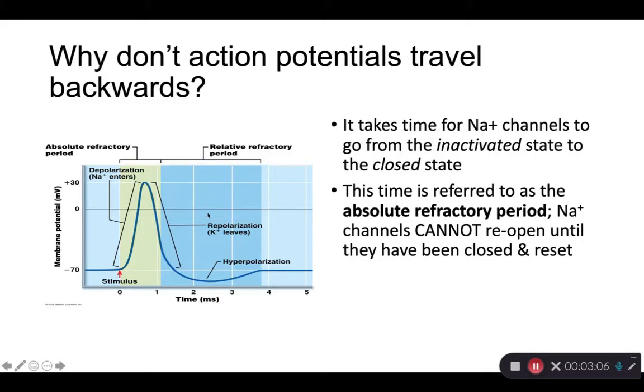In the relative refractory period, you can open a sodium channel that has just opened and closed, but it takes a larger than normal stimulus, okay? So it's harder than usual. You need to have actually a bigger depolarization in order to trigger the opening of the sodium channel again. But the absolute refractory period is the reason why action potentials don't travel backwards.